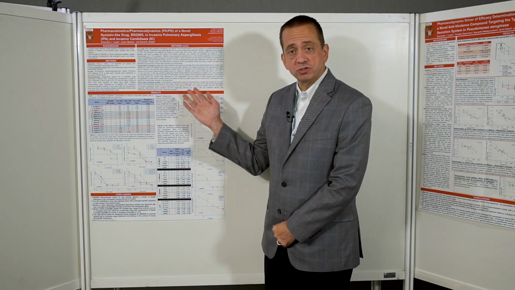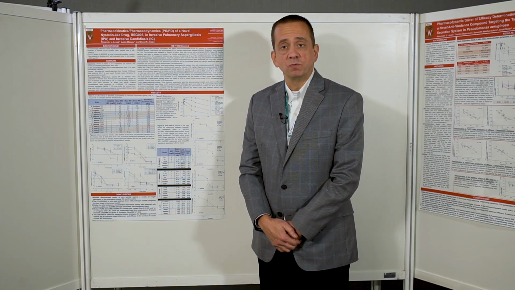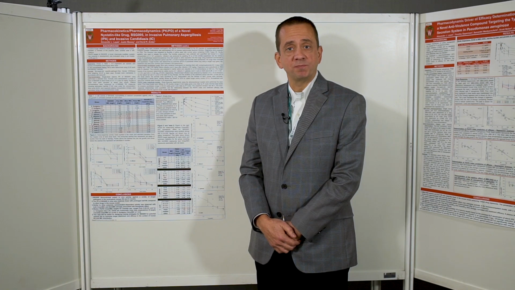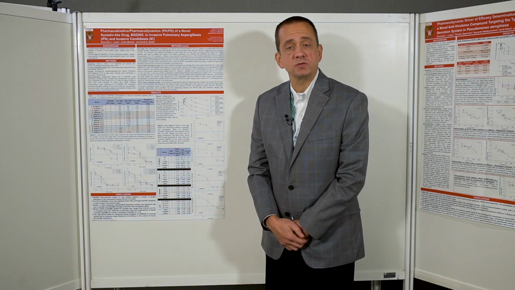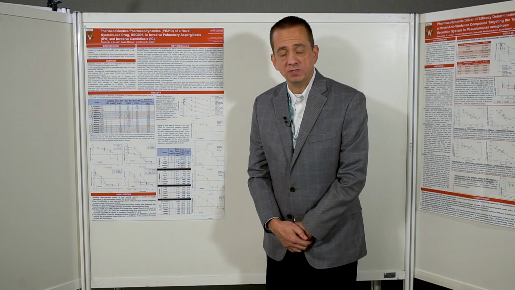The methods are shown here, and I'm not going to go through all of them for the sake of time, but this was a standard invasive pulmonary aspergillosis murine model, so they were immune compromised with cyclophosphamide and steroids, and a standard invasive candidiasis mouse model where, again, they were immune compromised with cyclophosphamide.